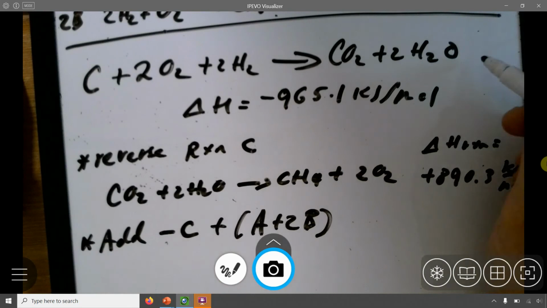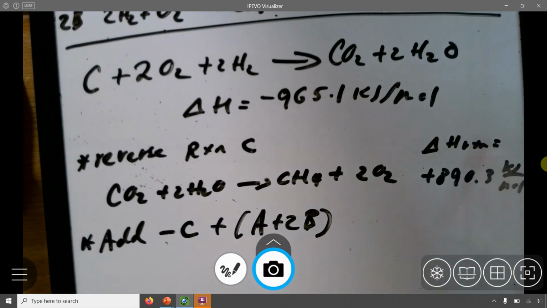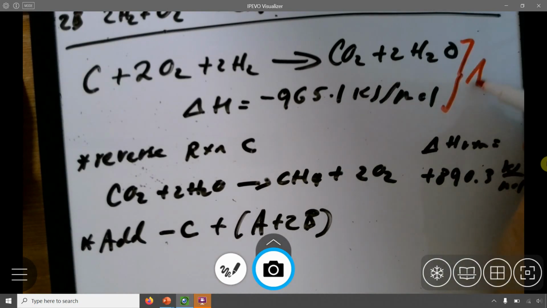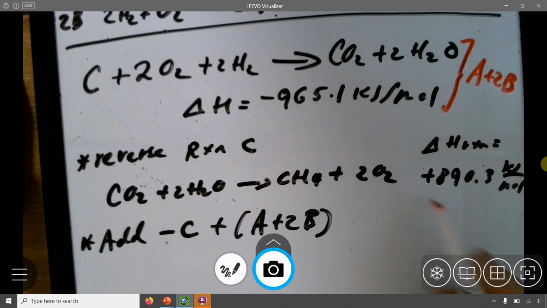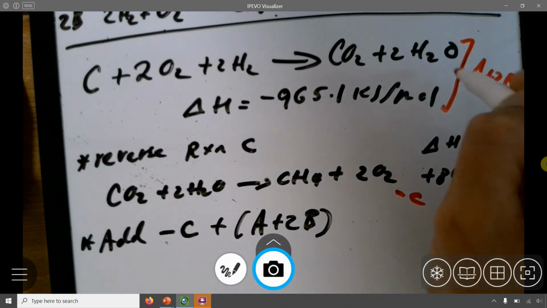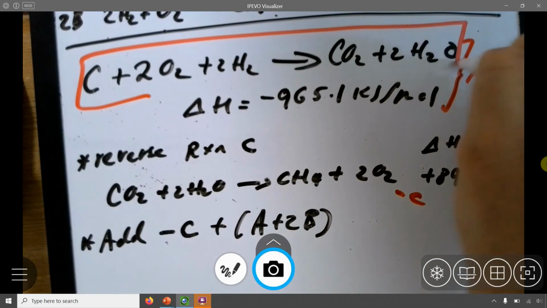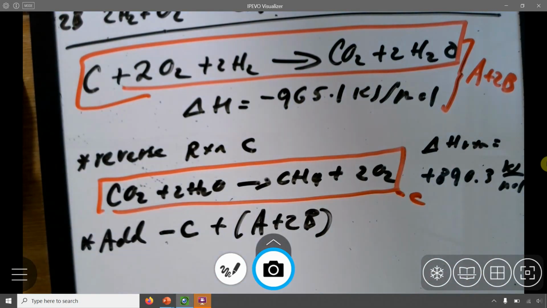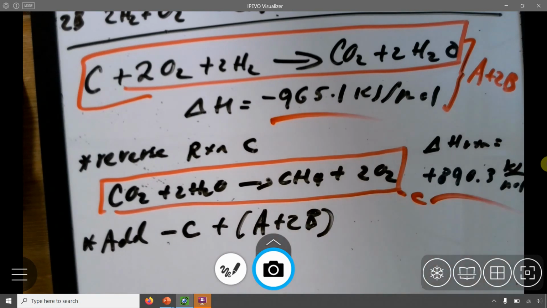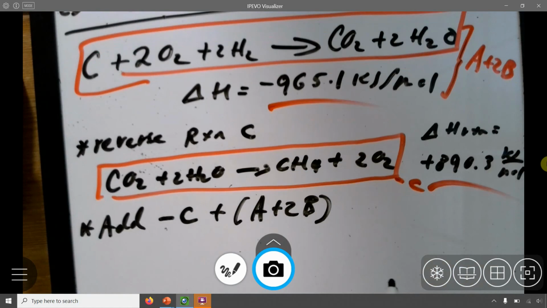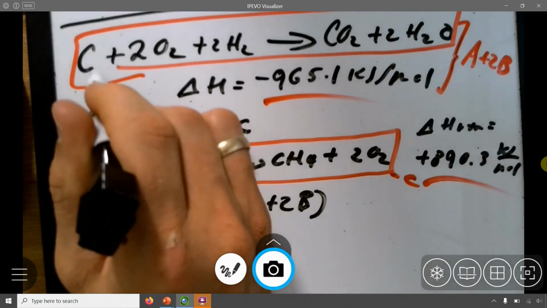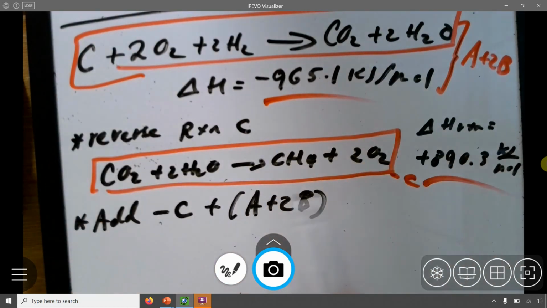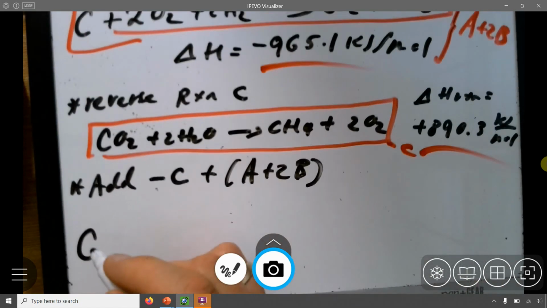Okay, so this here, this guy here, that's already A plus 2B. And this guy here, that's already negative C. So what I'm saying is add this and this together. And when you add them up, you also add these, the delta H's. They go along for the ride. So if I add them up, look what happens. C is here, is nowhere here. So C comes down. I have regular C. Okay, C will be happy.